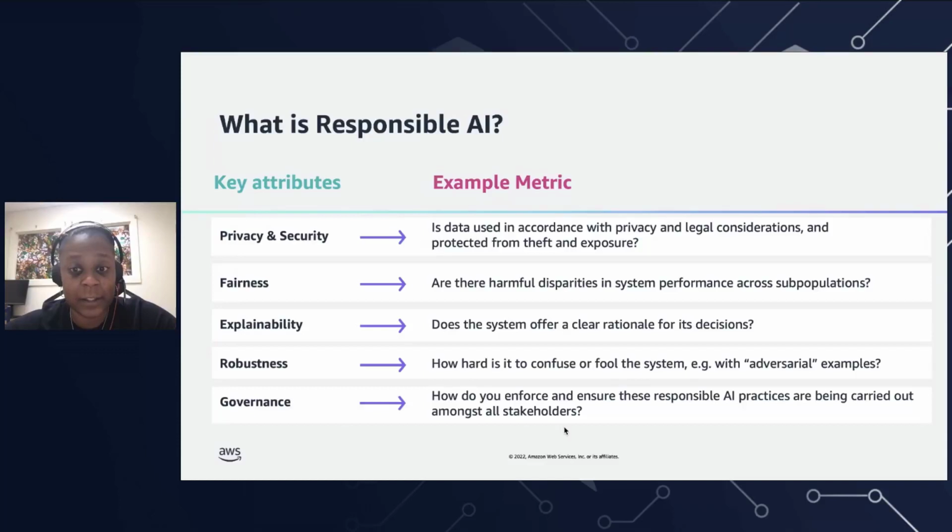Does the system offer a clear rationale for its decisions? However, on the flip side of that, you don't want it to be so clear that someone can come and reverse engineer your whole system. So keep that in mind. These are very primitive areas of research, by the way, so we're still evolving. The fourth component involves robustness, and how hard is it to confuse or fool the system, for example with adversarial examples. We'll talk a little bit about that as well. And lastly, governance, which is just as important as all the others. How do you actually enforce and ensure that people are actually doing and carrying out these practices?